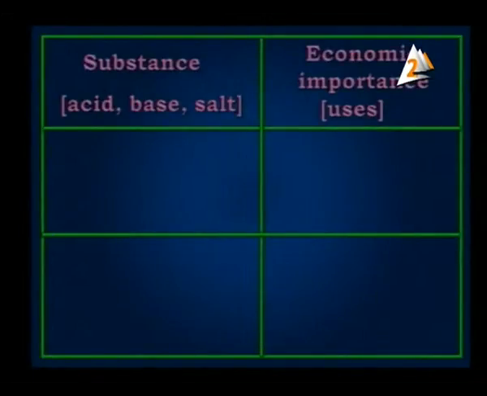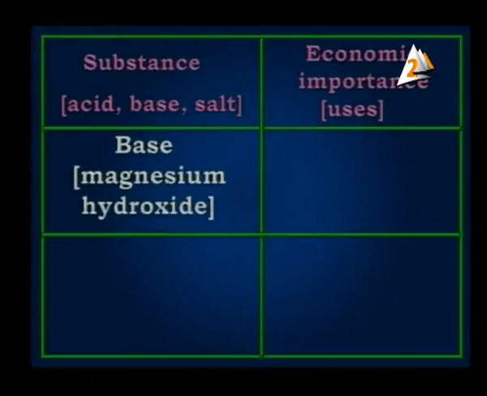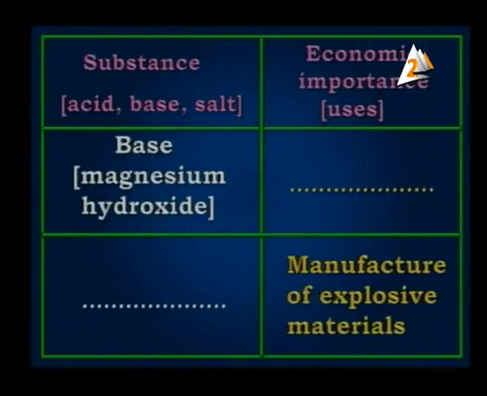Another part of this table, we have the substance here. This is acid, base, and salt. Economic importance, that is uses. We have the first one here, the base magnesium hydroxide. It is a type of base. So we have the space, I need its uses. And the second one, we have the space and the uses of this unknown one. It's manufacture of explosive material. Which one is used to manufacture explosive material, and what are the uses of magnesium hydroxide as a base?